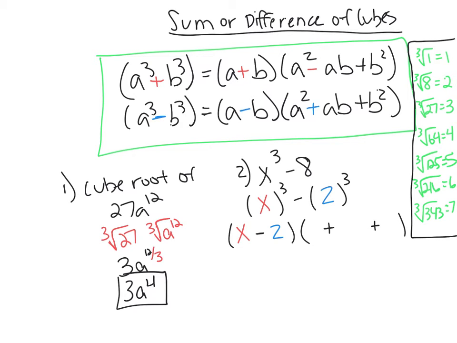I need a squared, so this would be x squared, plus I'm going to multiply these two, so this would be 2x. And I'm going to take b squared. b squared is 2 squared. So write out your final answer. I have x minus 2 times x squared plus 2x plus 2 squared, which is 4.